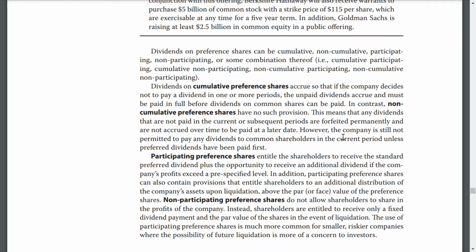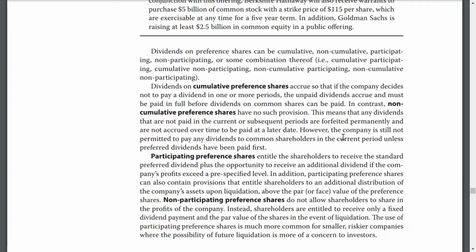In contrast, non-cumulative preference shares have no such provision. This means that any dividends that are not paid in the current or subsequent periods are forfeited permanently and are not owed to be paid at a later date. However, the company is still not permitted to pay any dividends to common shareholders in the current period unless preferred dividends have been paid first.